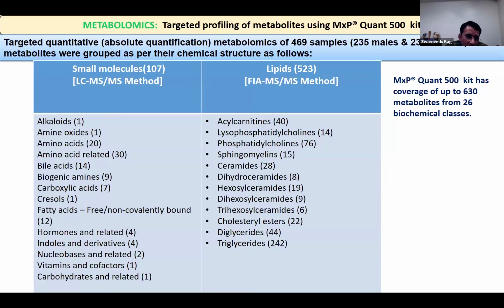In small molecules, we have divided them into different groups like alkaloids, amine oxides, amino acids, bile acids, biogenic amines, carboxylic acids, fatty acids, hormones, cofactors, indoles and derivatives, nucleobases, vitamins, and carbohydrates. And in the lipids part, we have different classes like acylcarnitines, lysophosphatidylcholines, phosphatidylcholines, sphingomyelins, ceramides, and there are different types of ceramides, cholesterol esters, diglycerides, and triglycerides.